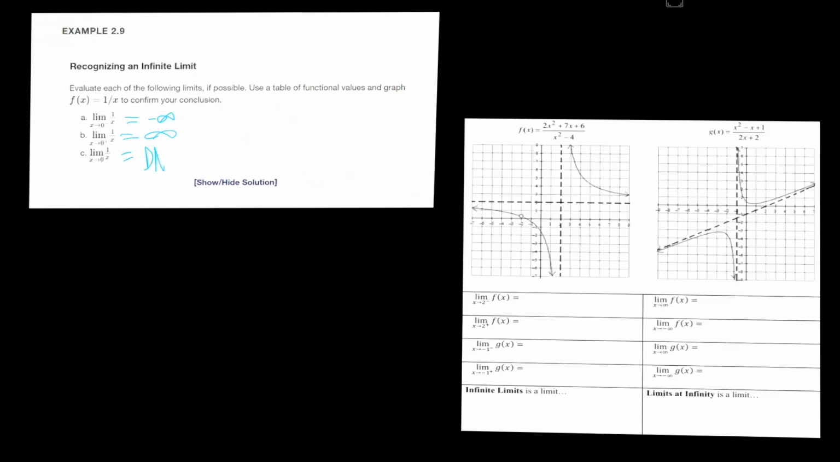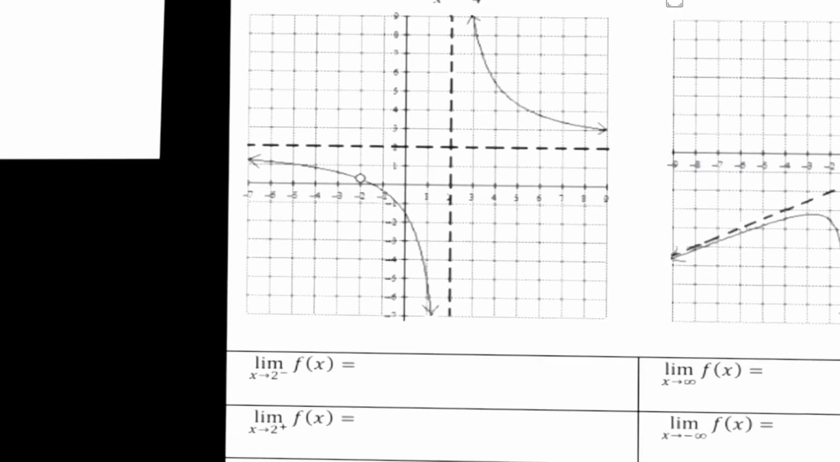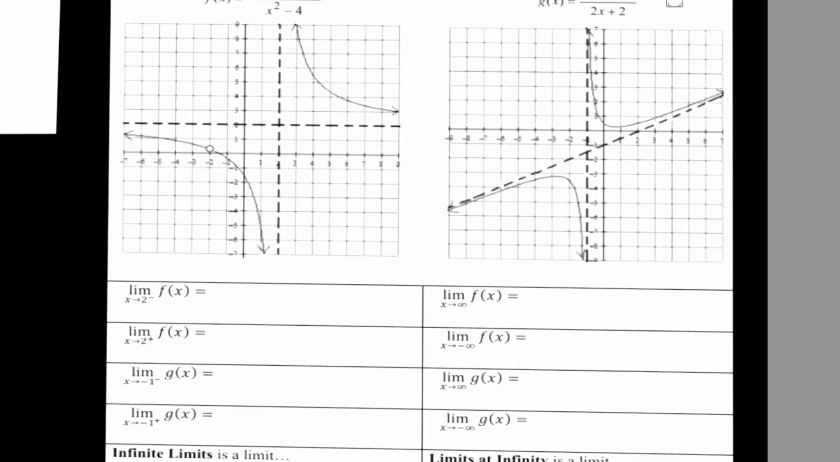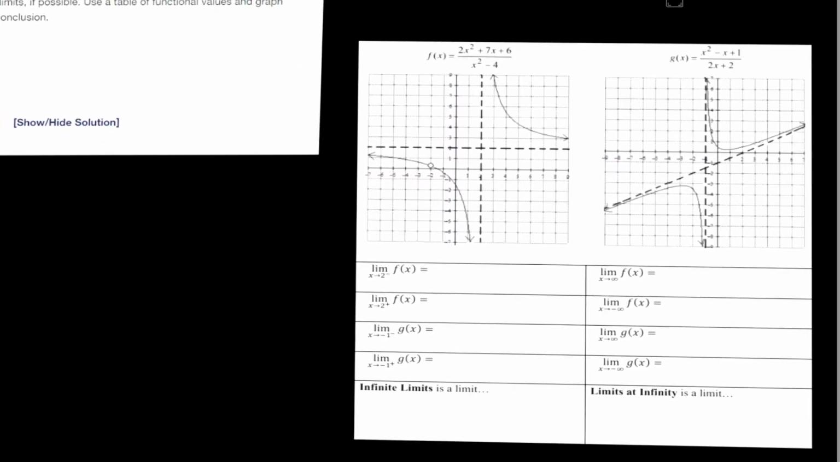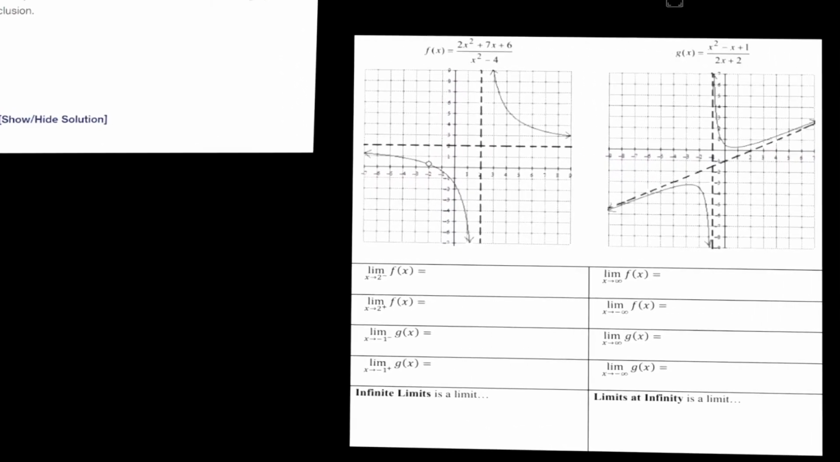Equals does not exist. The limit as x approaches 0 of 1 over x does not exist. So now let's go into this problem right here, these few problems. Let me center it. Okay, there we go.